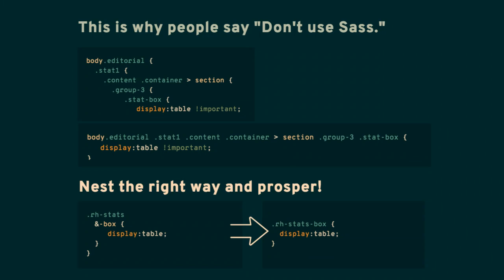So here's the example with the placeholder, I'm sorry, the ampersand dash, so I can say rhstats dash box, and I end up with one nice and neat selector. It might be long, and that's okay. It doesn't matter how long it is, but you still have the one single source of truth.